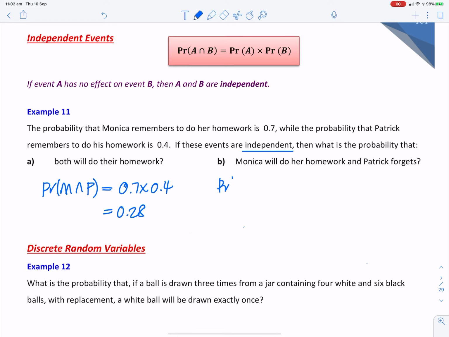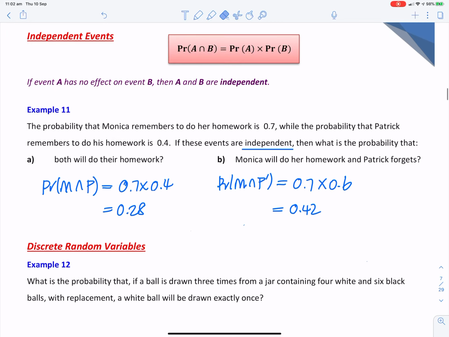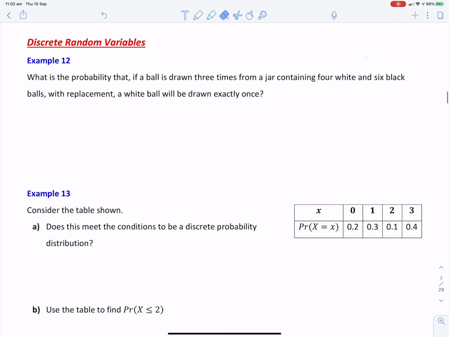What's the probability that Monica will do hers and Patrick won't? If Monica does hers, it's 0.7. Patrick not doing his is 0.6. So that's 0.42. Now, if you had something that was dependent, it could be that Patrick and Monica are boyfriend and girlfriend. They would affect each other's outcome on doing homework because they might text each other or ring each other and spend heaps of time on the phone. So they wouldn't be independent. But in our example, they don't affect each other.